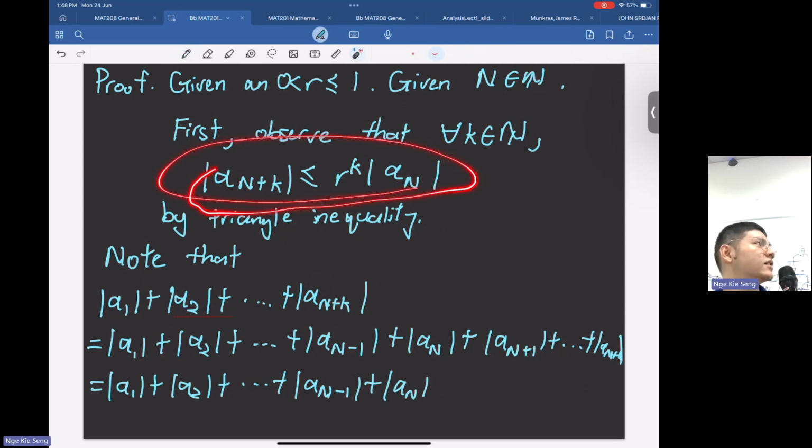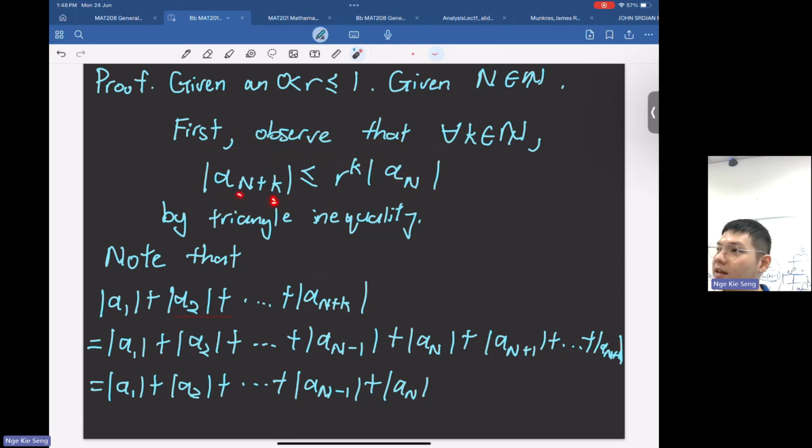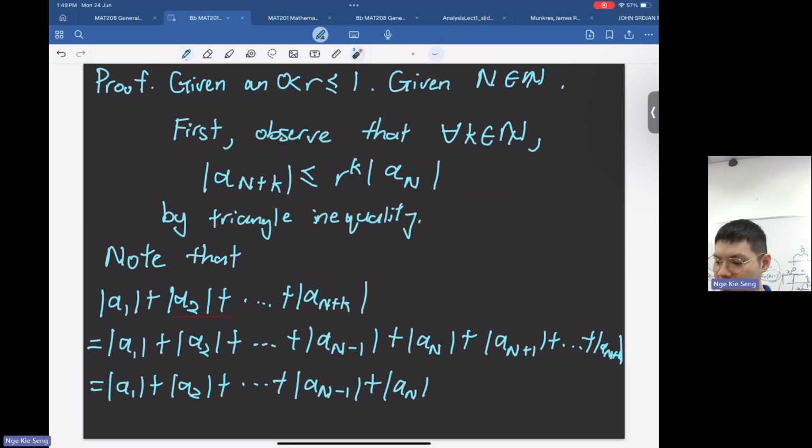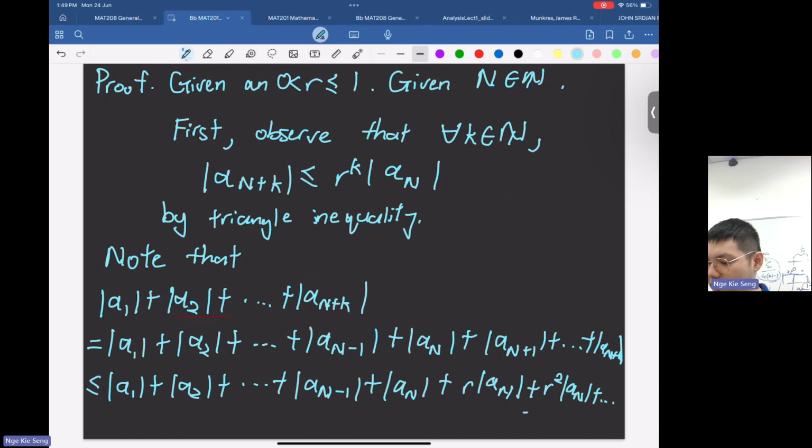See the first line here. This is true for all k. So meaning n plus 1, n plus 2, n plus 3, n plus 4 all satisfy this inequality here. So a_(n+1) can be bounded by r times a_n, a_(n+2) bounded by r squared times a_n, and all the way to r^k times a_n.